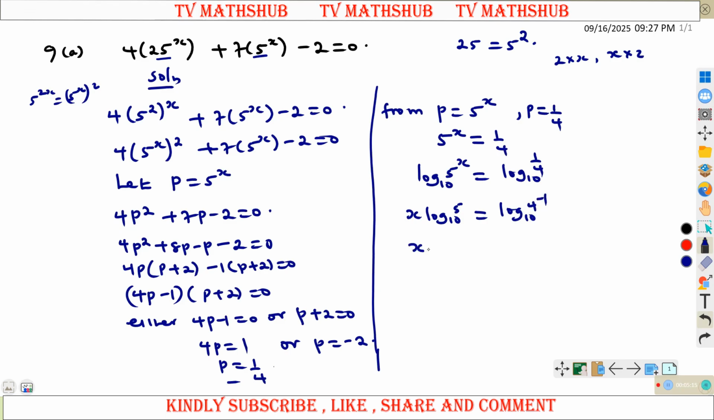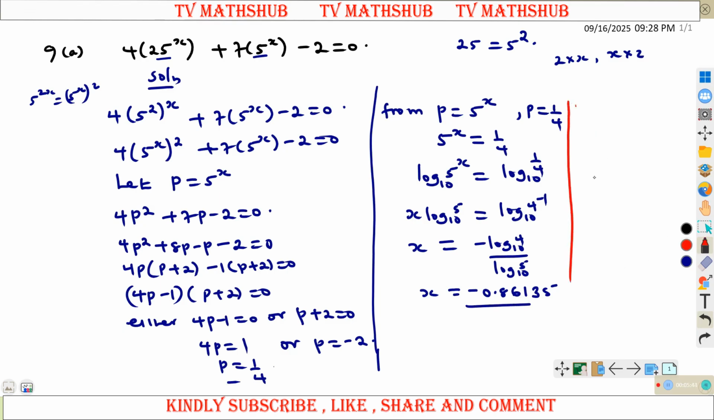So this will be x, which is equal to negative log 10 of 4 divided by log 10 of 5. When you simplify that, you'll get your value as negative 0.86135. So that is the value you will obtain. Likewise, we shall do the same for p equaling -2.